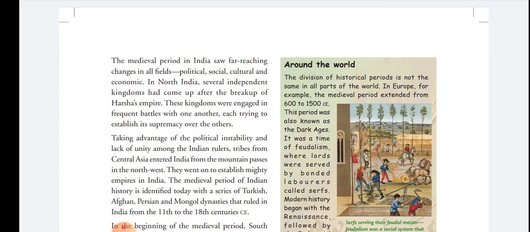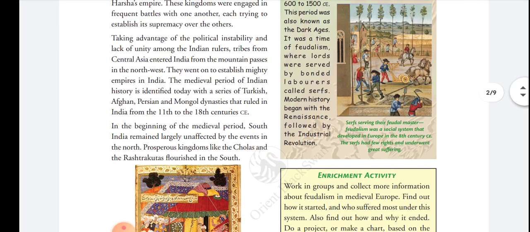In North India, several independent kingdoms came up after the death of Harshvardhan. These small kingdoms fought each other to show their supremacy over others. Tribes took advantage of this political instability and lack of unity among the Indian rulers.